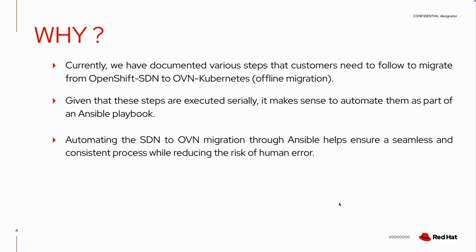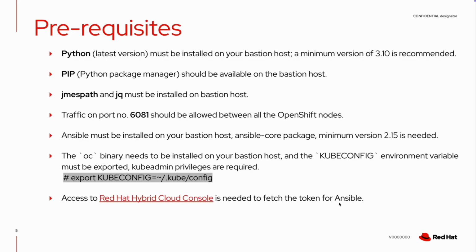Why are we doing this? Currently we have documentation with various steps that a customer needs to follow to migrate from SDN to OVN-Kubernetes. Given that these steps should be executed serially, it makes sense to automate them as part of an Ansible playbook. Automating the SDN to OVN migration through Ansible helps ensure a smooth and consistent process while reducing the risk of human errors as well.